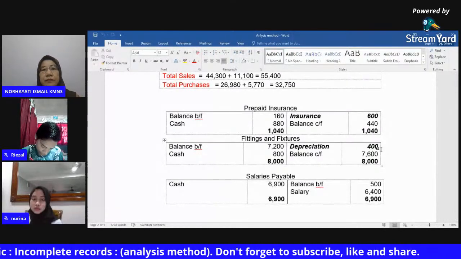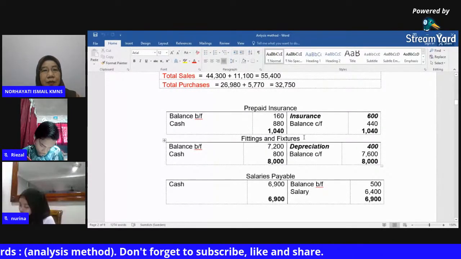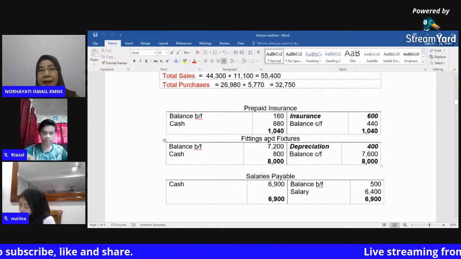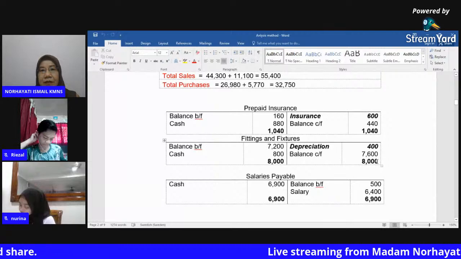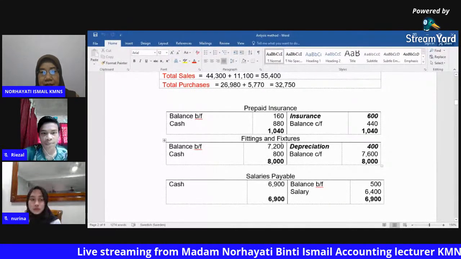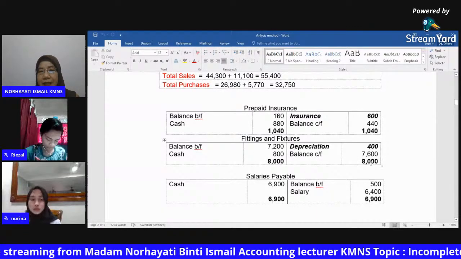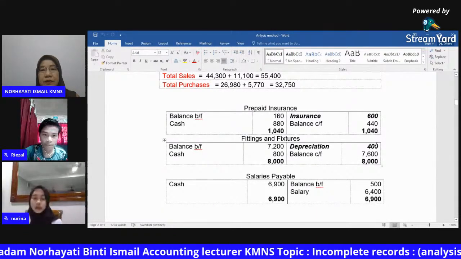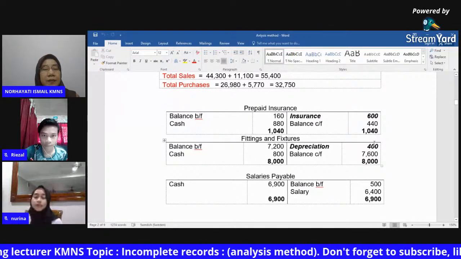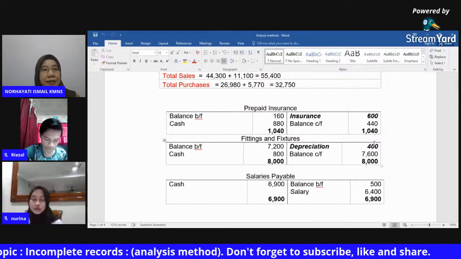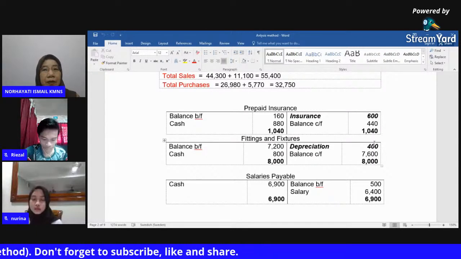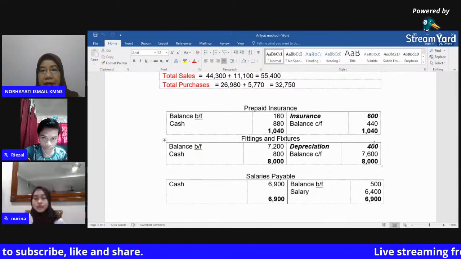Okay. So you can look at number one for fittings, the amount at the beginning is bigger than the ending. So you can see the debit side is bigger than the credit side. So the missing figure is depreciation. Normally, the beginning figure for an asset is bigger than the ending, so you can find out that one is depreciation.